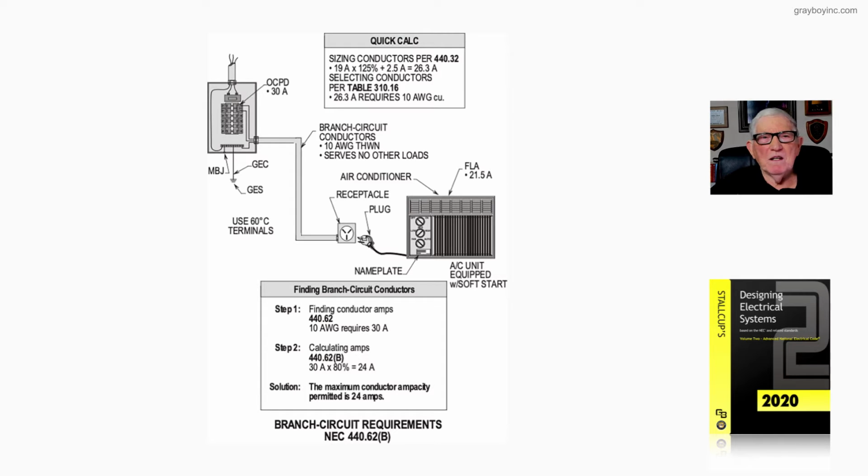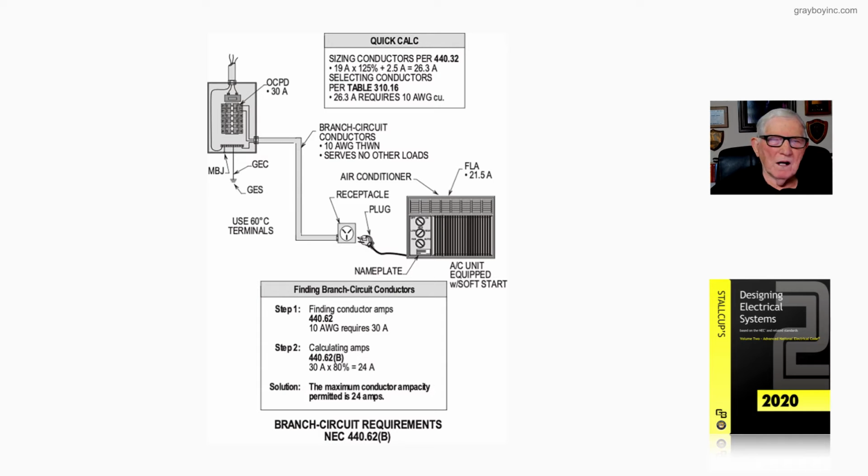So basically speaking, sizing these conductors in accordance with 440.32 of the code, as you see in the quick calculation, 19 amps times 125% plus 2.5, say, is 26.3. Now, we just derated the loading of our breaker 80%. So 26.3, 80% of a 30 amp breaker is 24 amps, is what we would come up with if we took the 80%. So what we basically have done is just derated it 80% with a 125% rule.